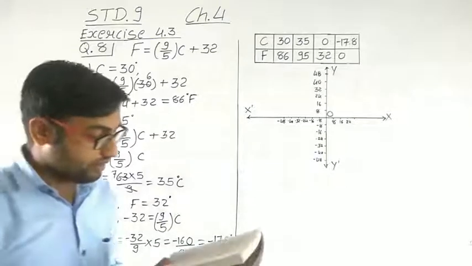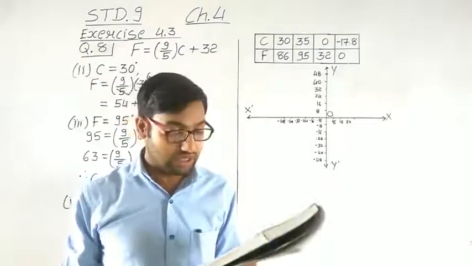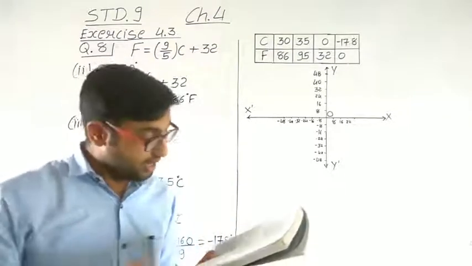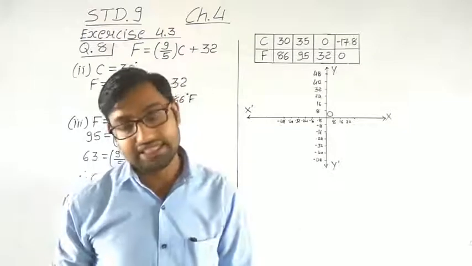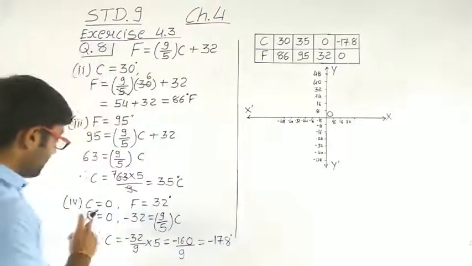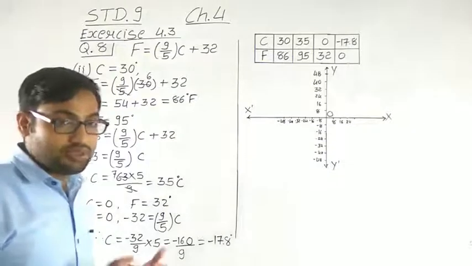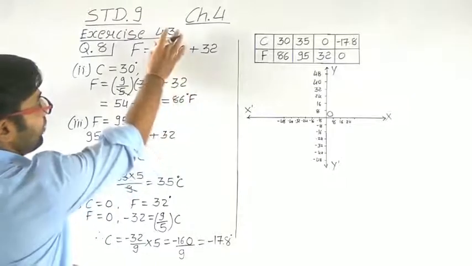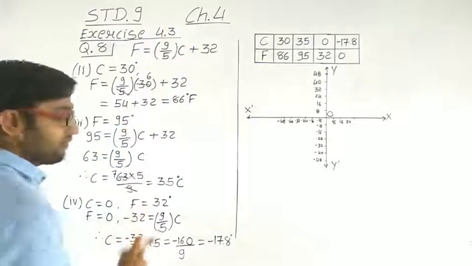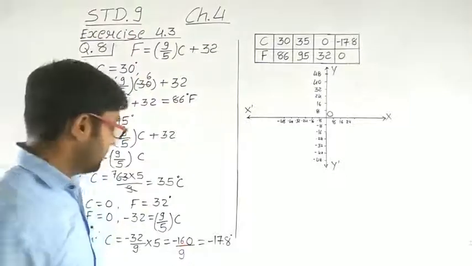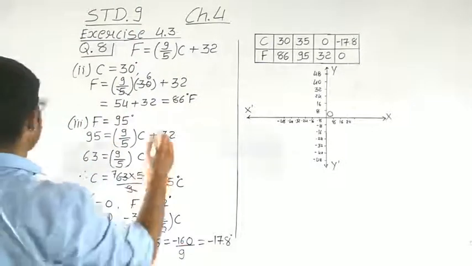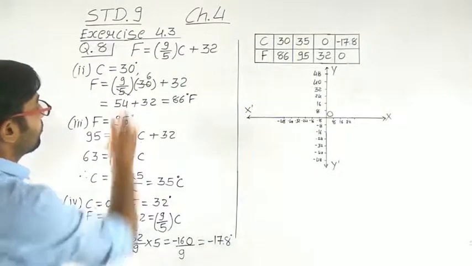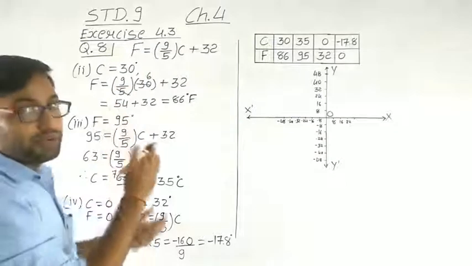Now in the fourth question we have been asked, if the temperature is 0 degrees, what is the temperature in Fahrenheit? And if the temperature is 0 degrees Fahrenheit, then what is the temperature in Celsius? First of all, we take C = 0. Then what is the value of F? When we put C = 0 here, the whole term becomes 0. So we get F = 32 degrees Fahrenheit. Now if we take F = 0, this left hand side will become 0.